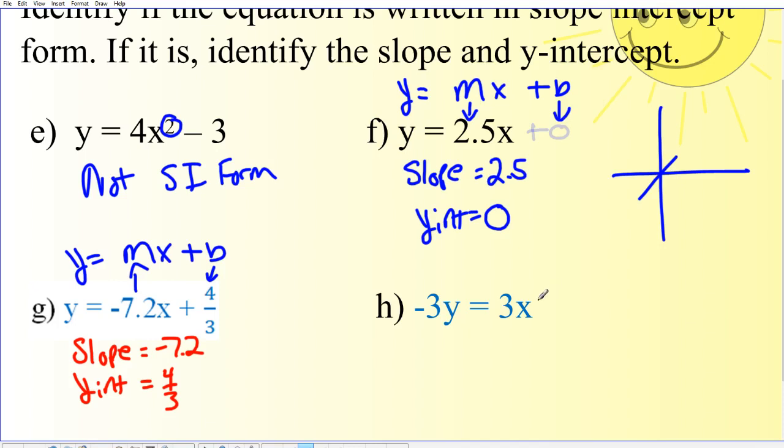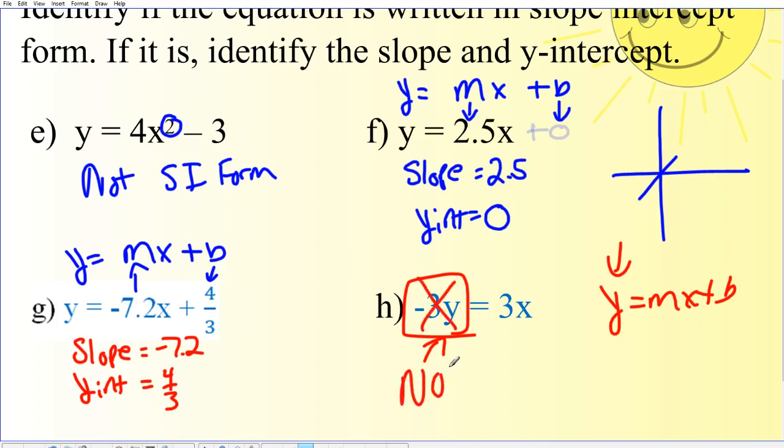Letter H, though, this is not slope-intercept form. Look at this. My y variable is not by itself. In slope-intercept form, the y variable needs to be completely by itself. It's y equals. Not 3y, not 5y, not y plus 6. The y needs to be by itself. So this is not slope-intercept form.